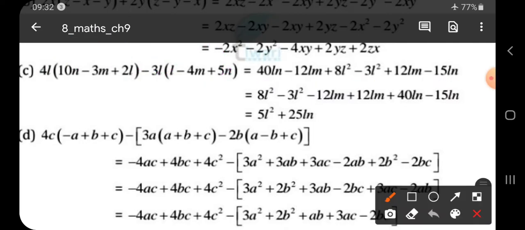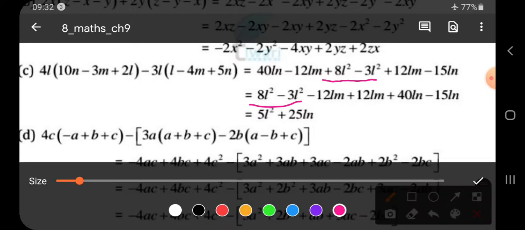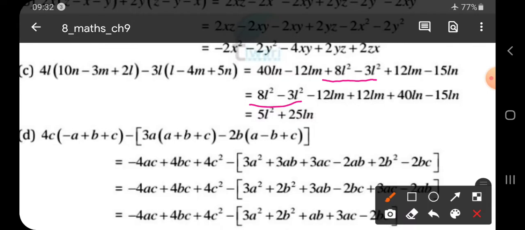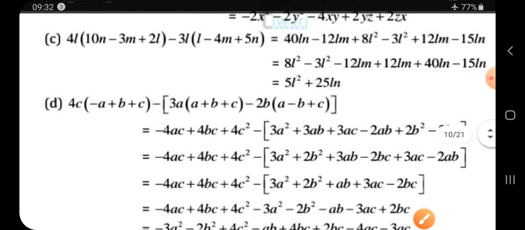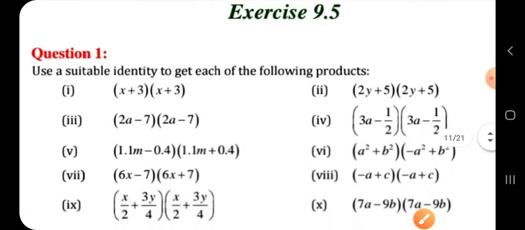Now find out the like terms. 8L square minus 3L square. Then 12Lm, 12Lm with plus and minus, both are like terms. Along with the sign you have to write 40Ln and 15Ln. Here this plus and minus cancel. 8 minus 3, 5, so here 5L square. 40 minus 15, 25Ln. Okay, so 5L square plus 25Ln is the answer.